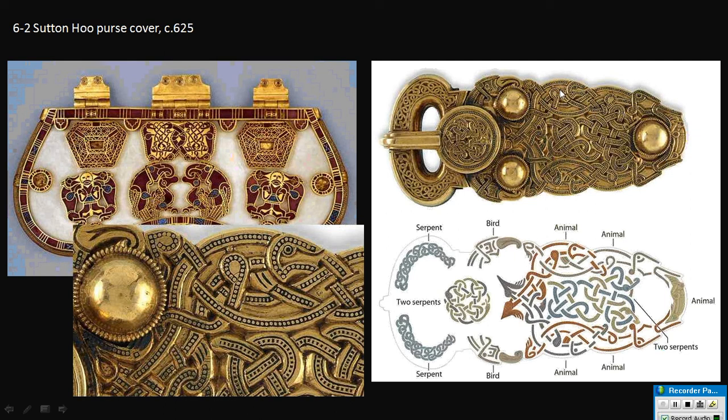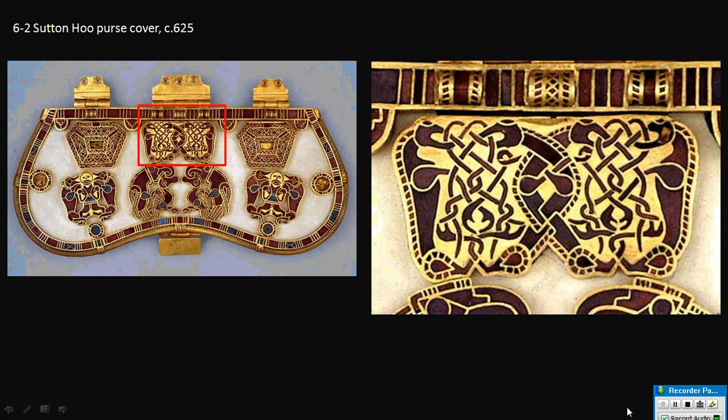This animal that we were looking at here is echoed or reflected by the animal on the other side. Again, symmetrical. Other animals here and here. This is the norm for this insular art, design based on the use of animals as the basis of very complicated, intricate designs. If we look at the Sutton Hoo purse cover, this came from a leather purse.